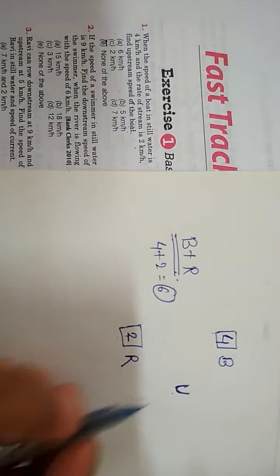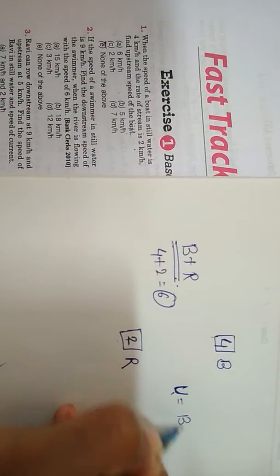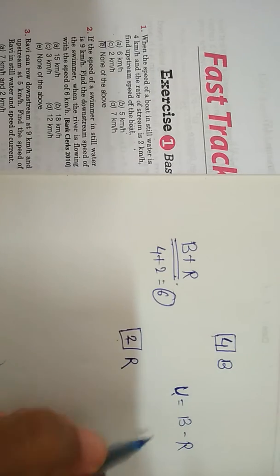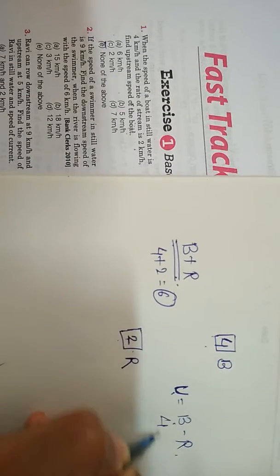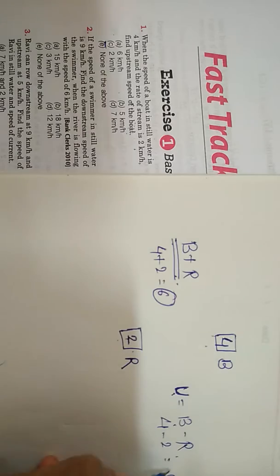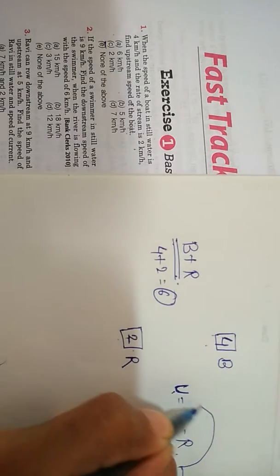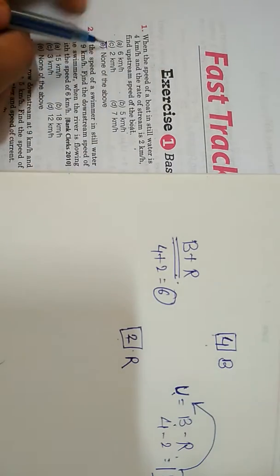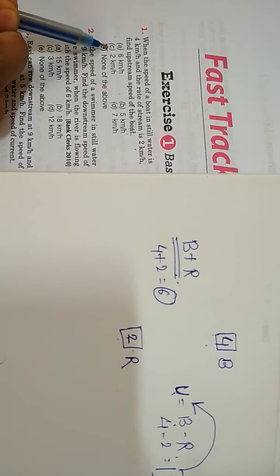And upstream is boat minus river. So what would be boat minus river? 4 minus 2 is 2. So this is our answer, which is the upstream speed of the boat. Look, option C is your answer.